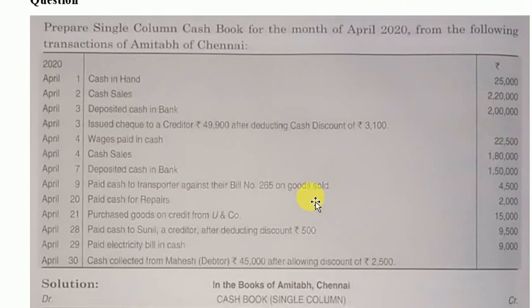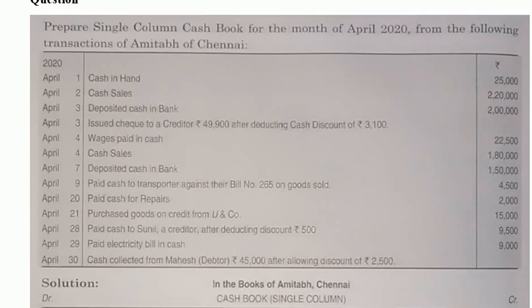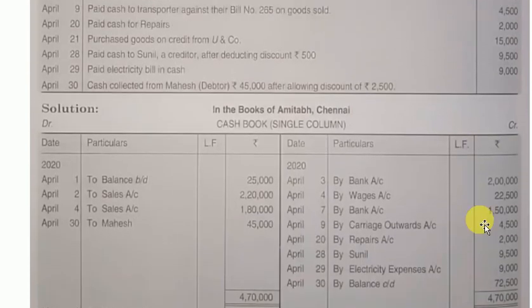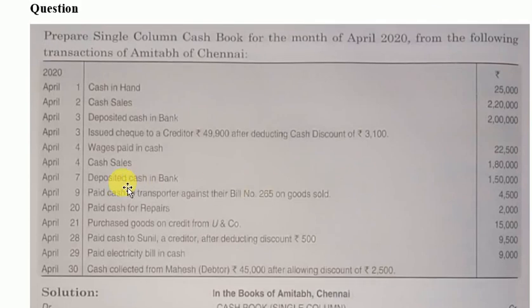Now comes the next transaction, that is April 4th, wages paid in cash. So here cash is going out from our business and this is an outflow of cash. That's why this is a payment of cash. That's why it is going to be recorded on the credit side with an entry by wages account, that is 22,500.